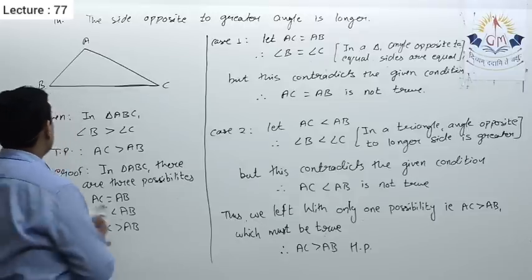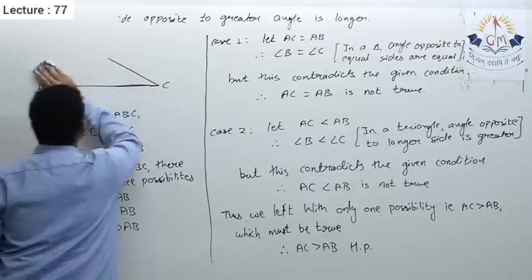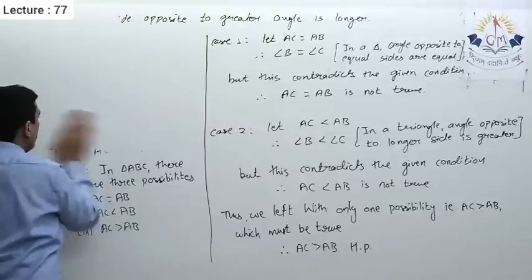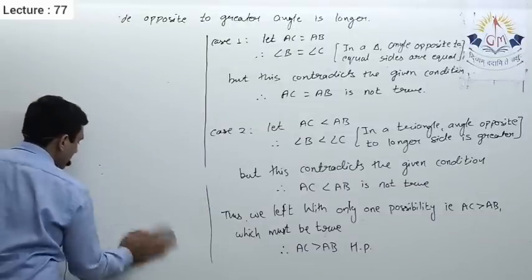Now we'll see the third theorem of inequality, which says that in a triangle the sum of two sides is greater than the third side.